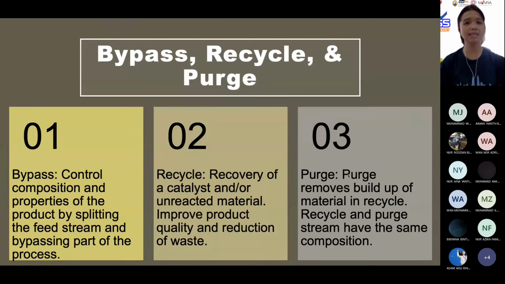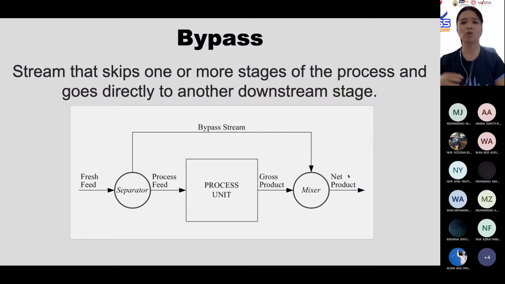Okay. Besides that, you will also see your plant might have these 3 important concepts: bypass, recycle and purge. So I'm sure some of you will have purge, recycle definitely. I think most plants will have recycle, will have purge, or sometimes your plant might have bypass. Although I'm not too sure, bypass is not so common. Recycle and purge is definitely very common.